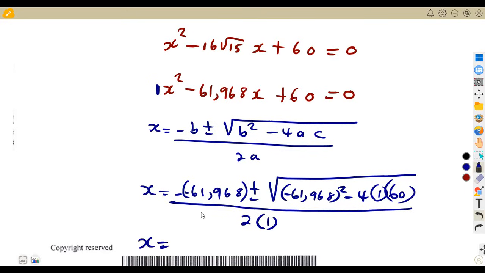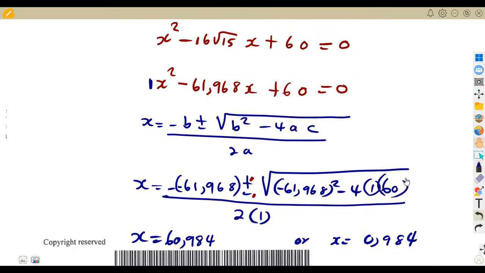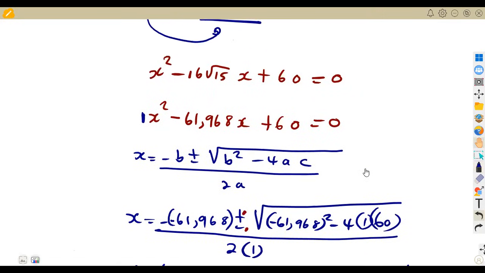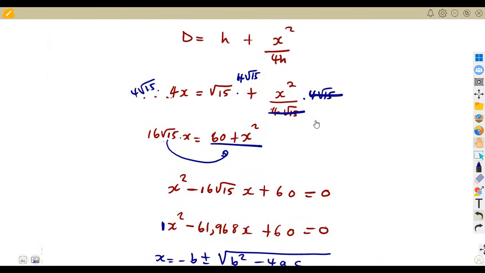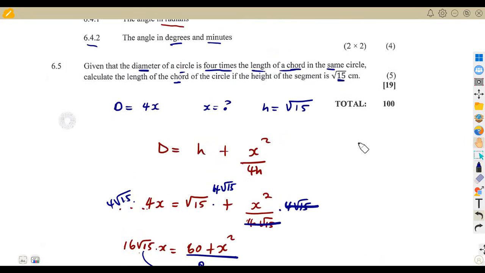So obtaining the two possible values of x, starting with the plus on your calculator, you go to the minus on your calculator. The first one was going to give you 60,984, or the other x there was going to give us 0,984. So you're actually obtaining two possible values for this. So guys, that is how it was supposed to look like.